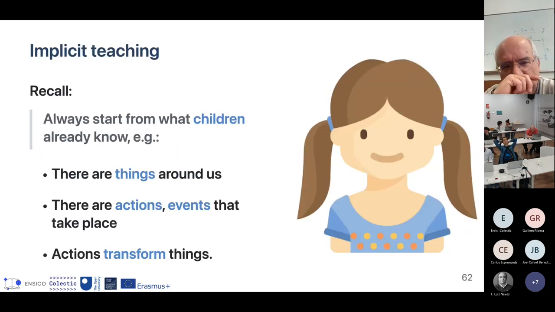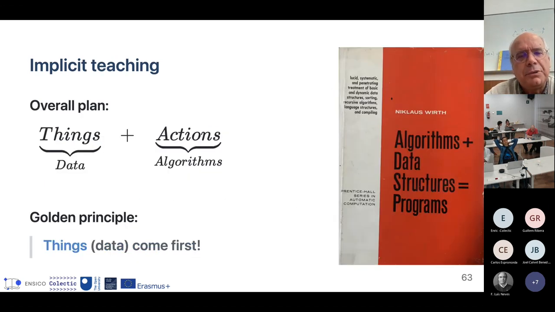In the semi-plugged mode, we basically do the same. But now we have to decide, because now there is something new, which is a program that the teacher is going to play with. And how do we start telling the students that programs exist?